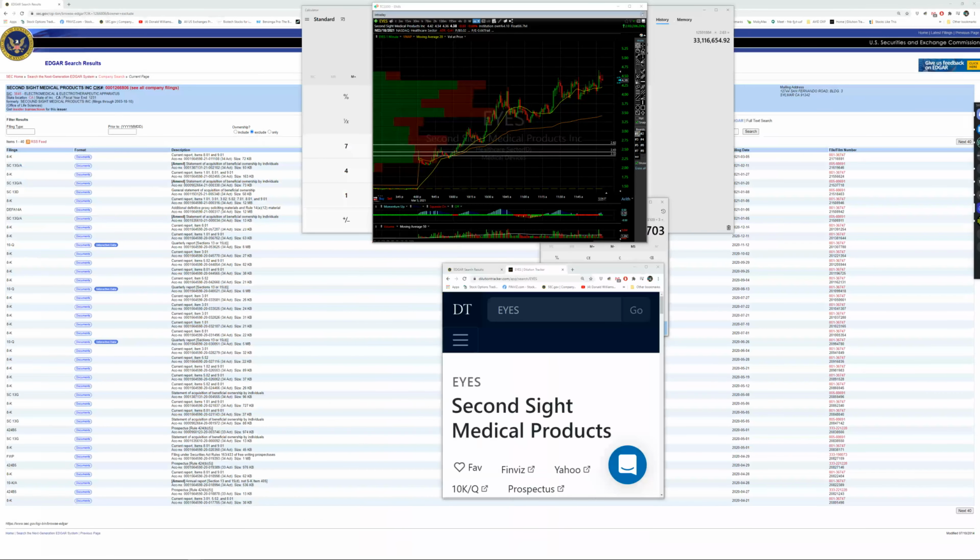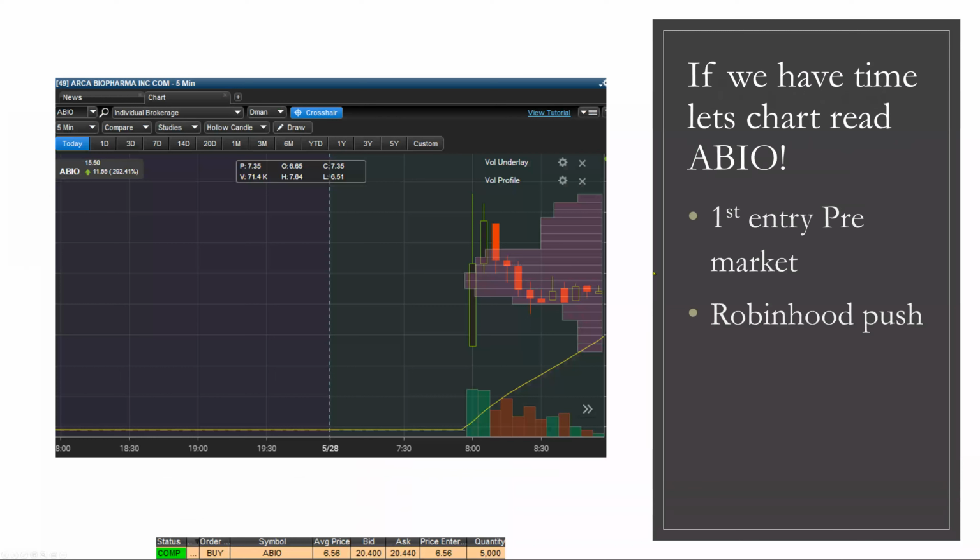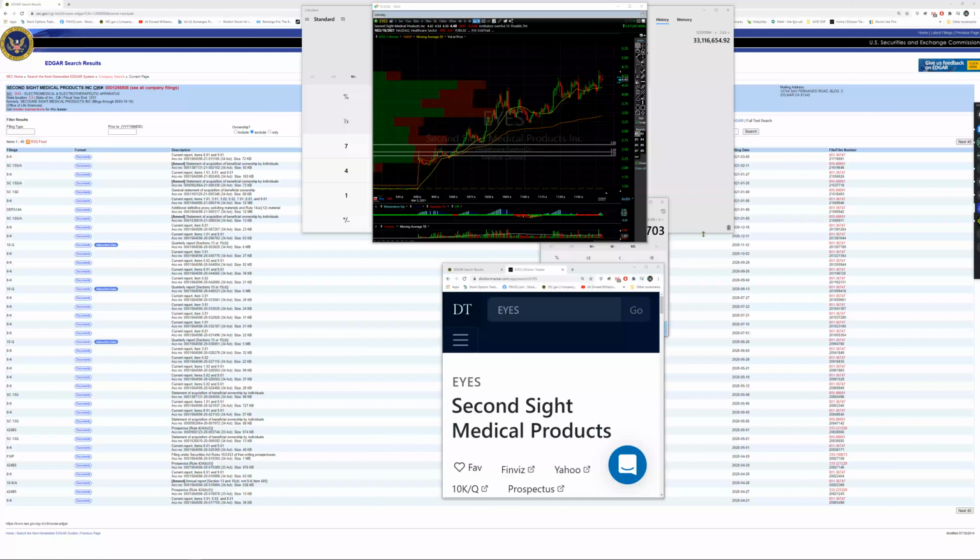I need to take this out as well. Let's see. There we go. All right. So any questions on that? This is just chart reading ABio. We don't need to do that. I would rather go through and talk about pre-market. Any questions so far?